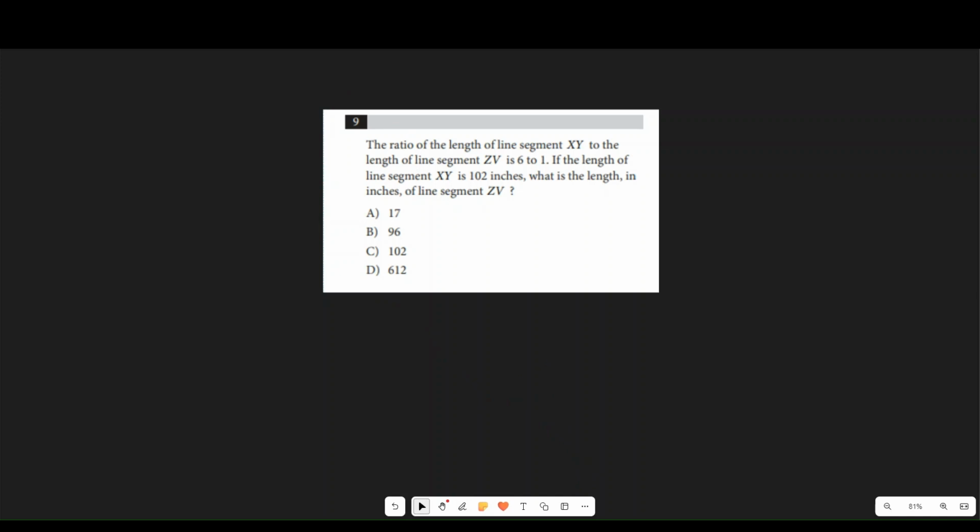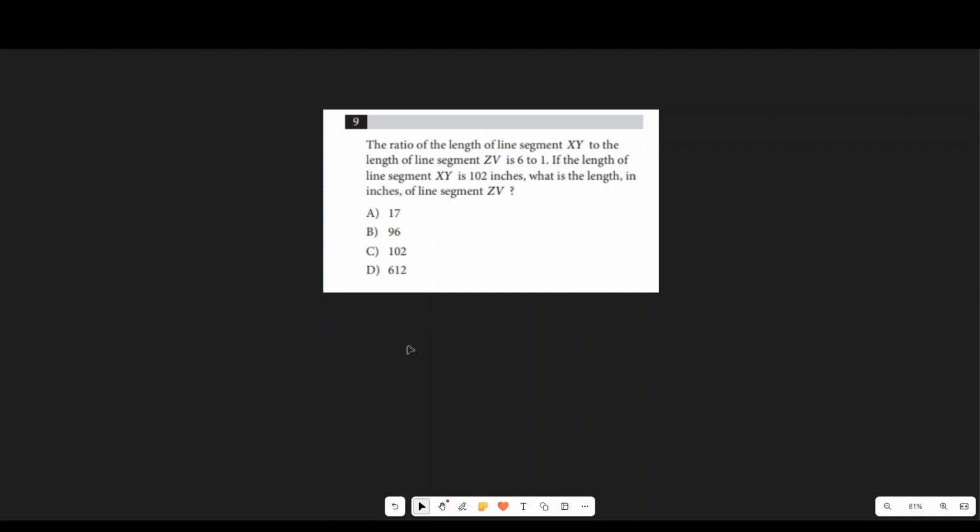This is a question from the 2024 official test bundle 6 math module 2. The ratio of the length of a line segment XY to the length of a line segment ZV is 6 to 1. If the length of the line segment XY is 102 inches, what is the length in inches of line segment ZV? So this question is not too bad.